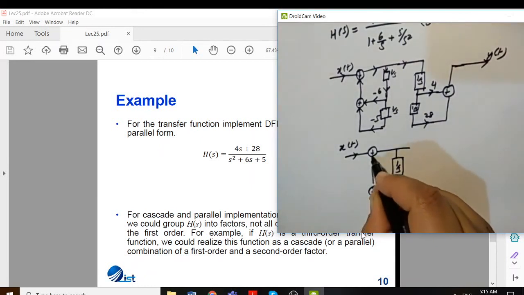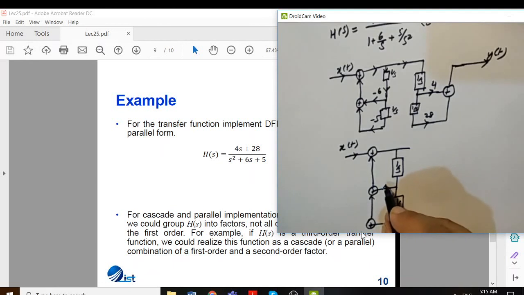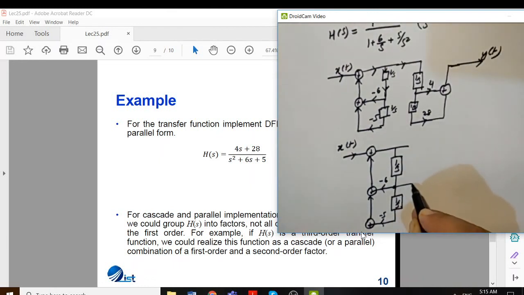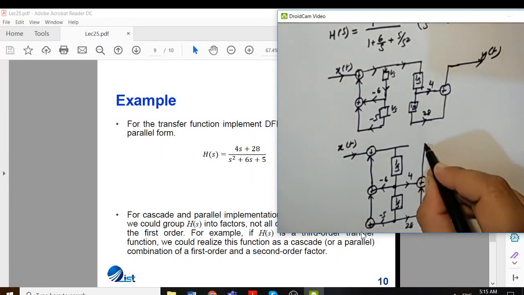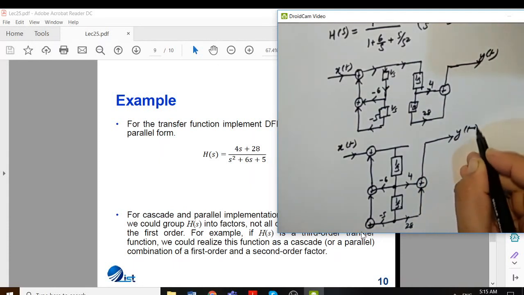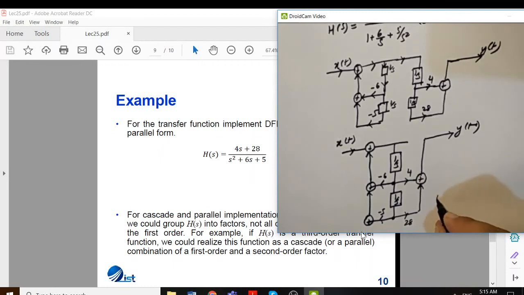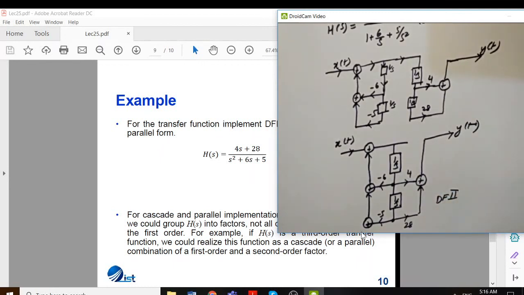This goes like this. This has a multiplier of -6. This has a multiplier of -5. Over here there was nothing, so I don't have to make this branch. And over here we have 28, and this gets added. So this is y of t, and this is our resultant block diagram. And this block diagram is known as a direct form 2 with the integrator line common in between.